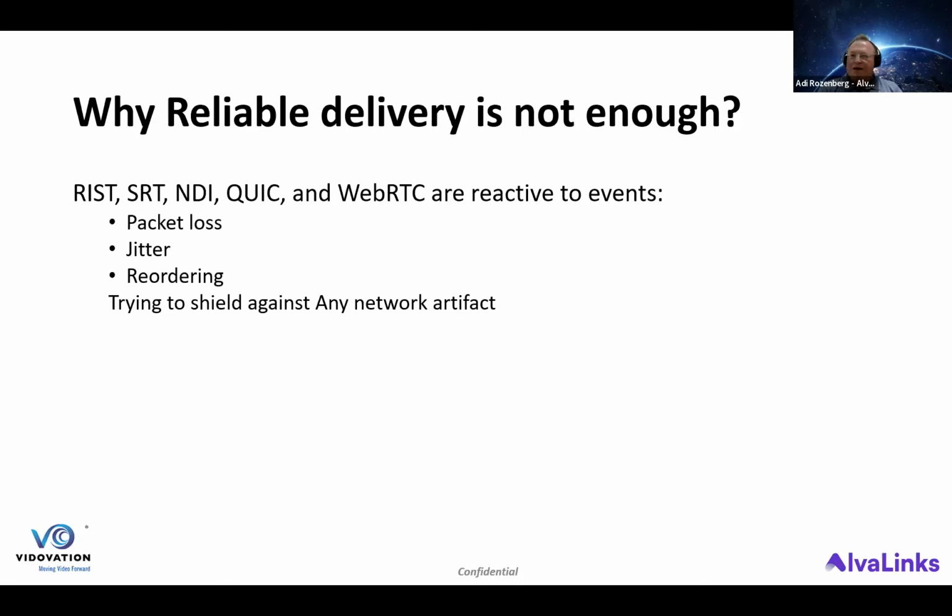So many people will ask, well, I have reliable delivery. Like I said, I'm working with RIST. Why is that not enough? Why are RIST, SRT, NDI, QUIC, or even WebRTC not enough? And the fact is that they are reactive to events. They basically react to packet loss. They react to jitter. They react to reordering. They are trying to shield the receiver against any network artifact. But they are focusing on one single stream. They don't care about the other streams that might be running alongside them. They are not seeing that maybe there is a brewing problem from IT backup or IT operations or somebody else using the same medium that is causing the problem they need to face.